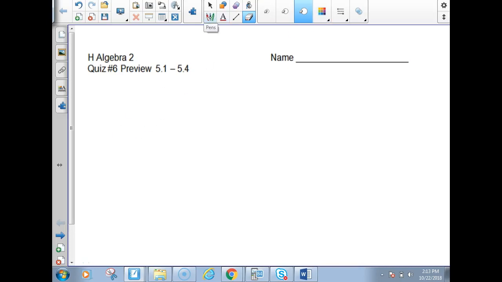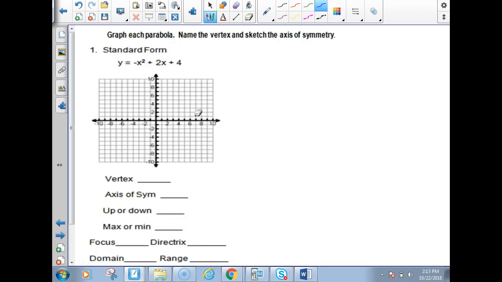Okay, this is a quiz preview for quiz 6, sections 5.1 to 5.4. Graph each parabola, name the vertex, and sketch the axis of symmetry.